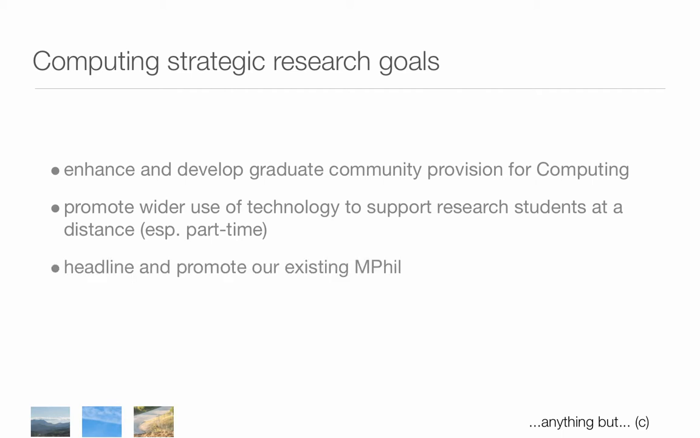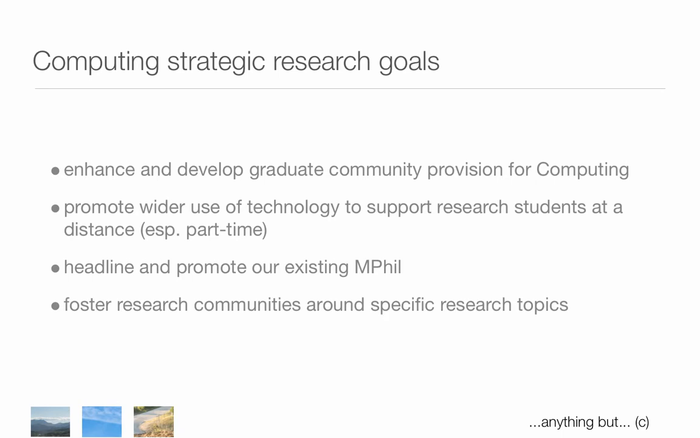He wanted to make more of an existing research degree called a Master of Philosophy, MPhil, and also wanted to foster some research communities around specific computing research topics. A project team was set up, and I was appointed as project leader, and I thought the problem was a good candidate for PO application.